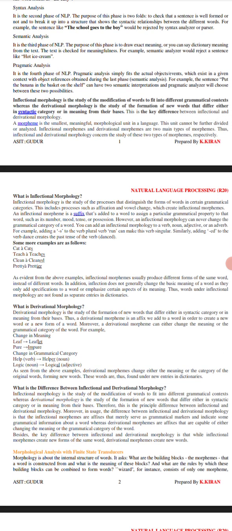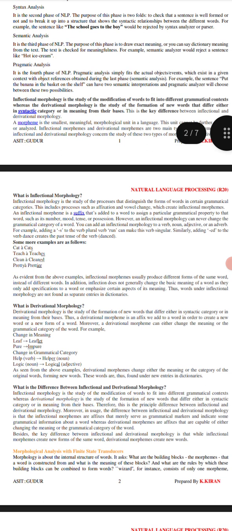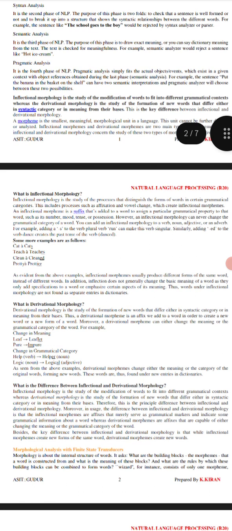Next, what is derivational morphology? Derivational morphology is the study of the formation of new words that differ either in syntactic category or in meaning from their basis. Thus, a derivational morpheme is an affix we add to a word in order to create a new grammatical category of the word.